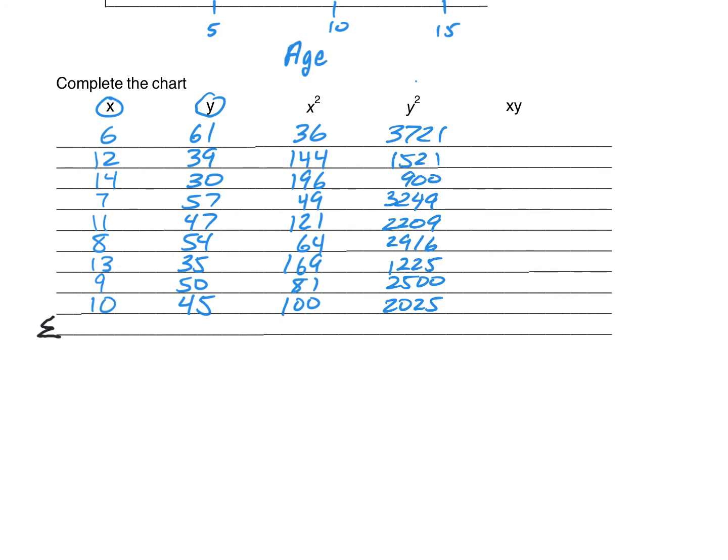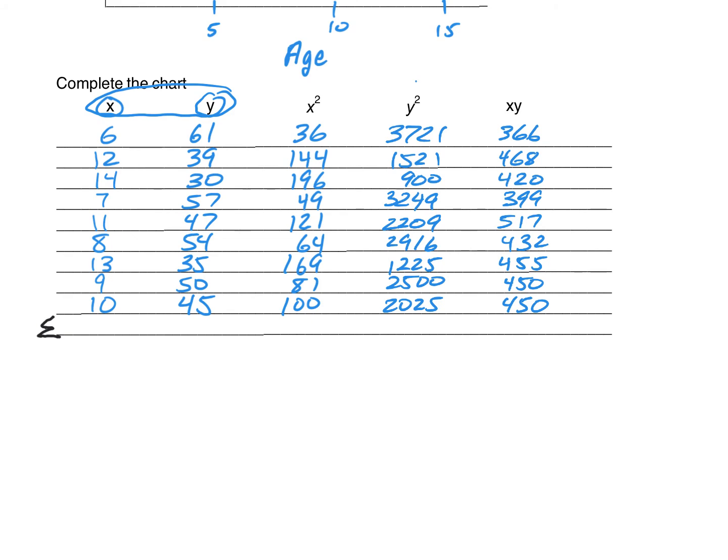And now the fifth column. You're going to take these two numbers and multiply them together. So 6 times 61 is 366. Continuing, we get 468, 420, 399, 517, 432, 455, 450, and 10 times 45 is also 450.